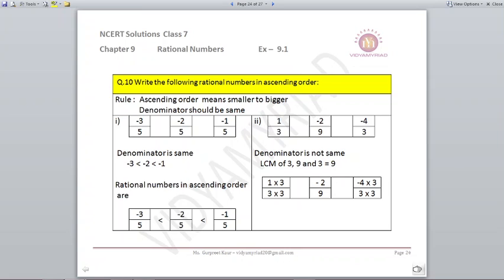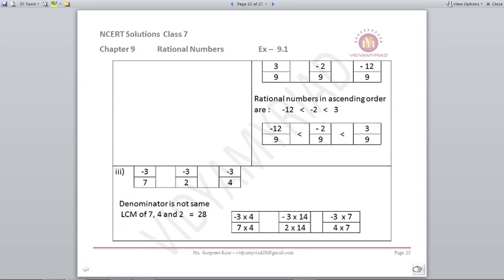Next, 1 upon 3, minus 2 upon 9 and minus 4 upon 3. Denominator is not same. Take the LCM. LCM comes out to be 9. So if I change my fraction, it will come to 3 upon 9, minus 2 upon 9 and minus 12 upon 9. Definitely negatives are smaller. Minus 12 is far away. That will be the smallest number. Then comes minus 2. Then comes 3.